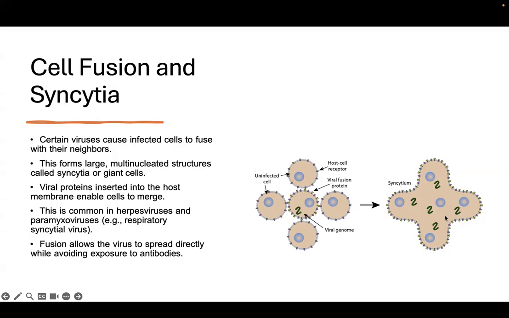Why would a virus want to do that? Well, viruses like herpes and RSV don't want to be seen by your immune system. They want to hide from it. So the best way of hiding from it is to actually stay inside, because, for example, antibodies are not able to go inside a cell.